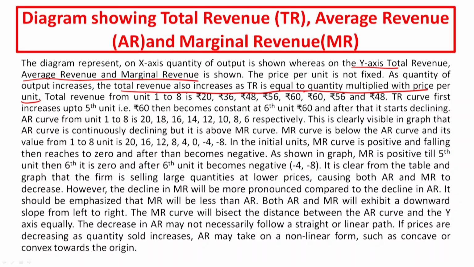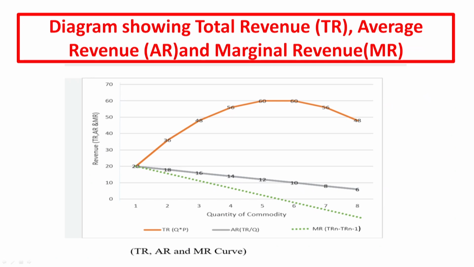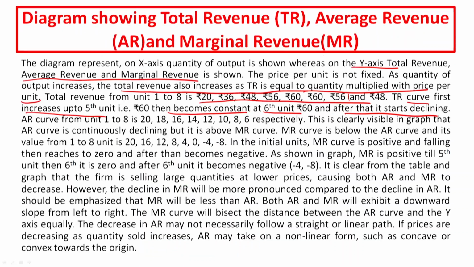increasing. The total revenue from unit 1 to 8 is, you are able to see total revenue here till this point. The TR curve first increases up to 5th unit, that is 60, then becomes constant here, from the 6th unit, and thereafter it starts declining. I am showing you this. The TR curve increases, becomes constant here, and then starts decreasing. The AR curve from 1st to 8th is 20, 18, 16, 14, 12, 10, 8, 6 respectively.